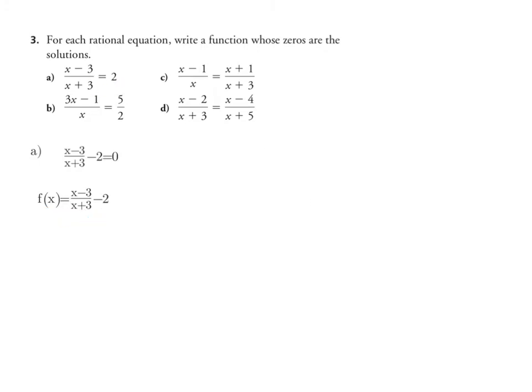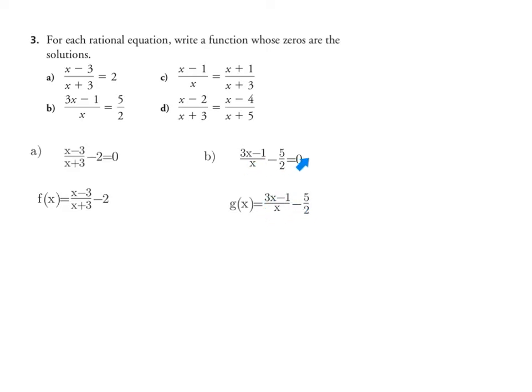So let's do b. So again here, there's an equation. Bring everything to the left, so (3x minus 1) over x minus 5/2 equals 0. And now the answer for x that makes this 0 is also the zeros for this function, because it'll make this 0 as well. Done.